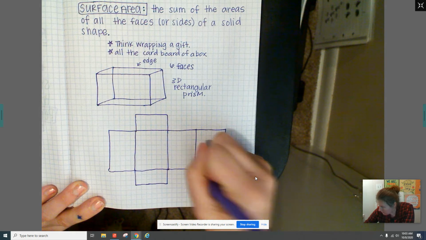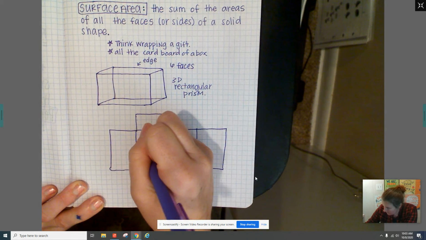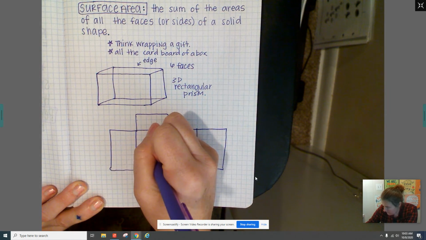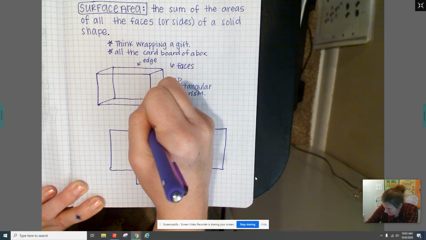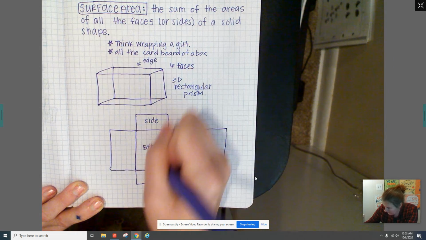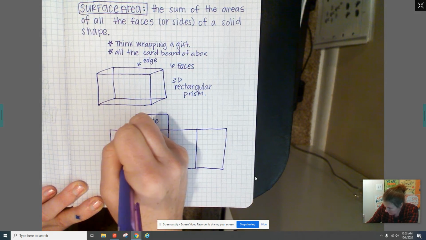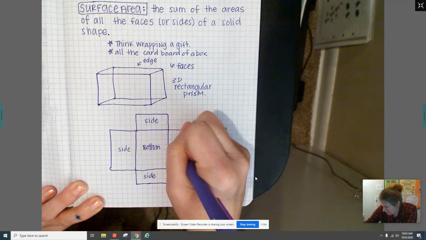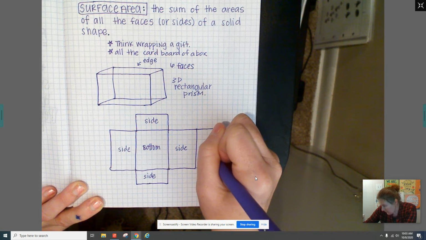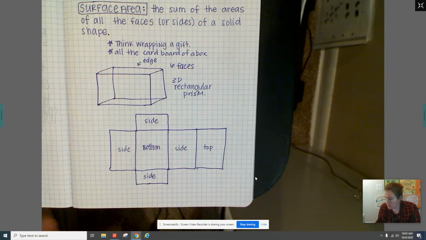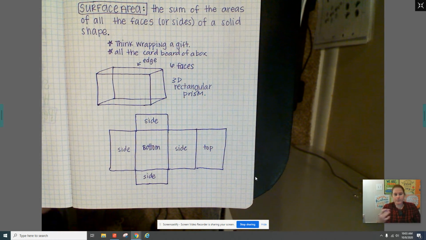All right. So this is like the base or the bottom. We'll put bottom. This is one side. This is another side. Here's a side. And then here would be the top of the box, okay? So you kind of have to envision how it would be folded up, okay?